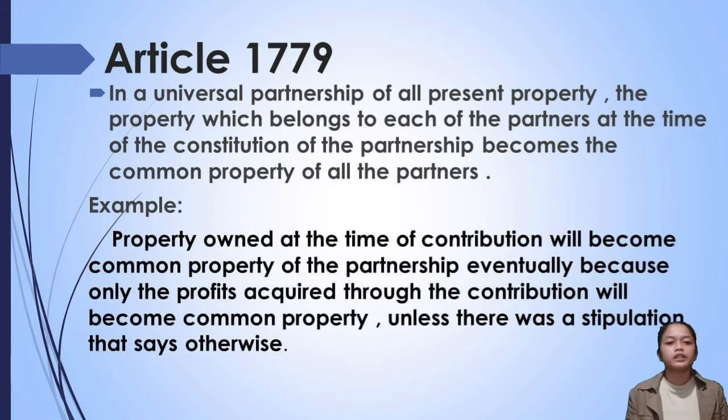Article 1779. In a universal partnership of present property, the property which belongs to each of the partners at the time of the constitution of the partnership becomes the common property of all the partners. Example: property owned at the time of contribution will become common property of the partnership. Eventually, the profits acquired through the contribution will become common property, unless there was a stipulation that says otherwise.